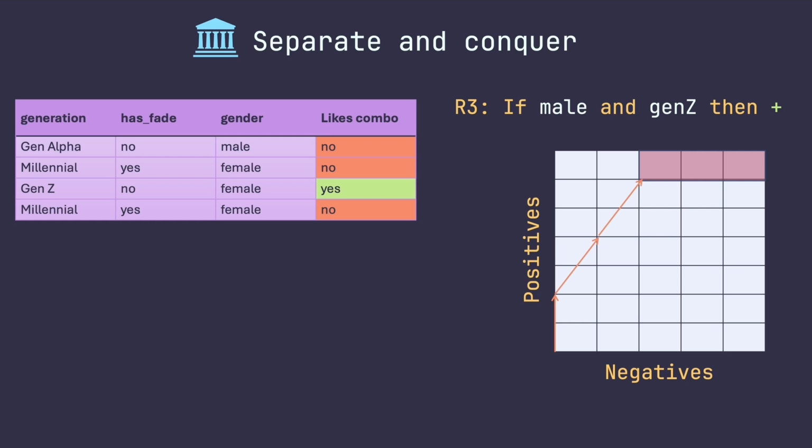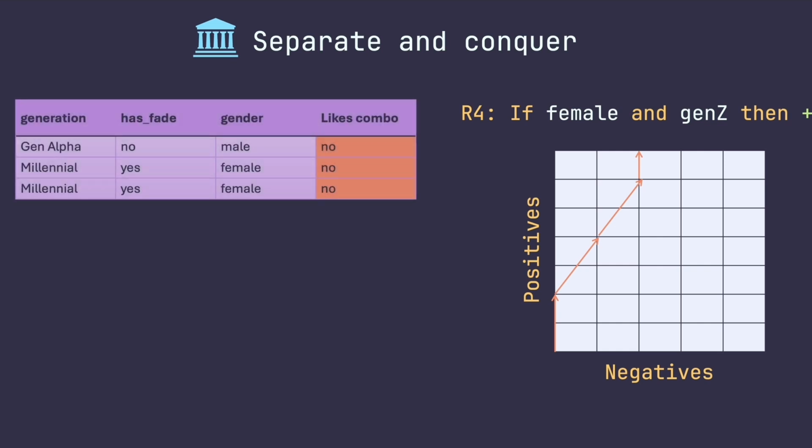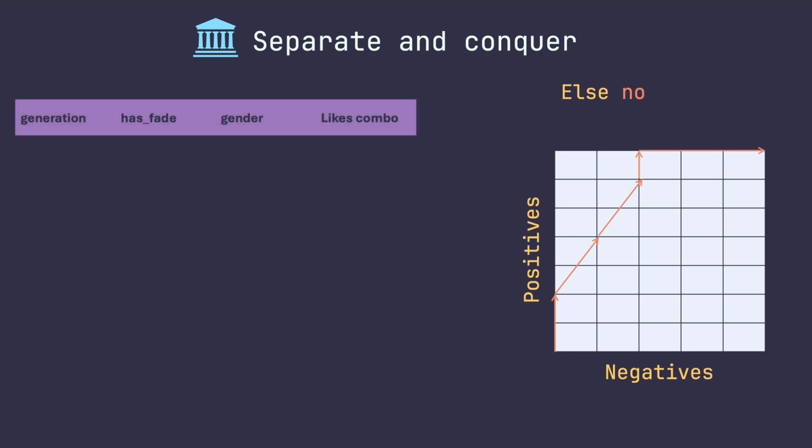Now we have one final rule, which is if generation Z and female, then yes. Then we can again remove this right here, and then we only have this left. And here we have our final rule, which is of course else no, meaning if all of these don't apply, then it is a no. And that is then our rule set that we have just learned, and we have gone through all the examples, and our data set is now empty.